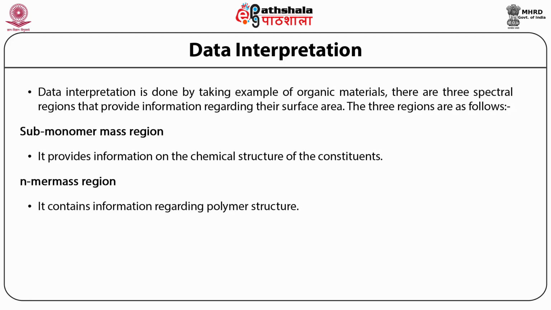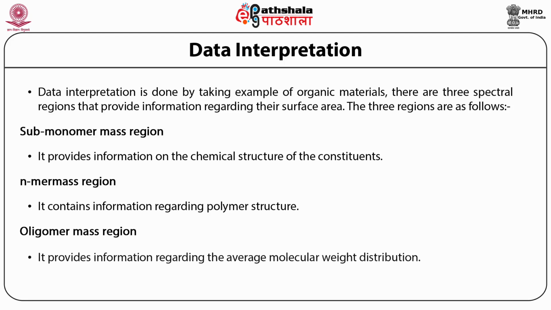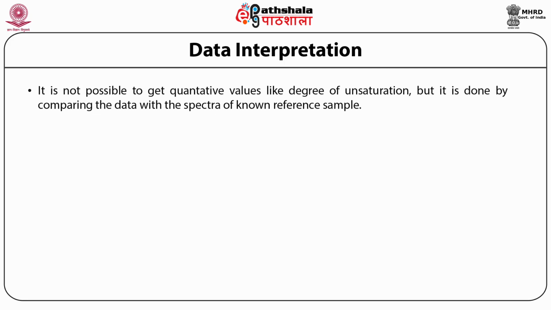The third region, which we've been talking about, is the oligomer mass region. It provides information regarding the average molecular weight distribution of the concerned polymer. It is not possible to get a quantitative value like degree of unsaturation, but it is done by comparing the data with the spectra of a known reference sample.